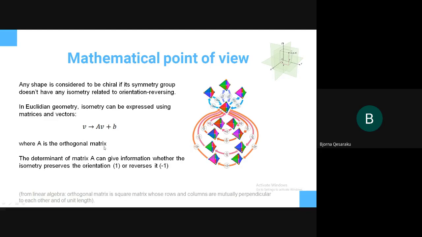An orthogonal matrix is a square matrix whose rows and columns are mutually perpendicular, but different from orthonormal. Here the rows and columns should have a unit length. The determinant of matrix A can also give information on whether the isometry preserves orientation. If it is 1, it preserves, and if it is -1, it reverses it.